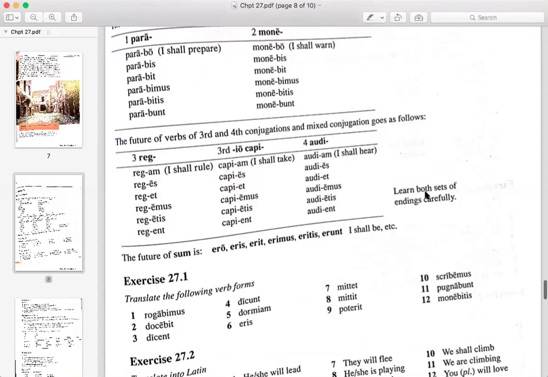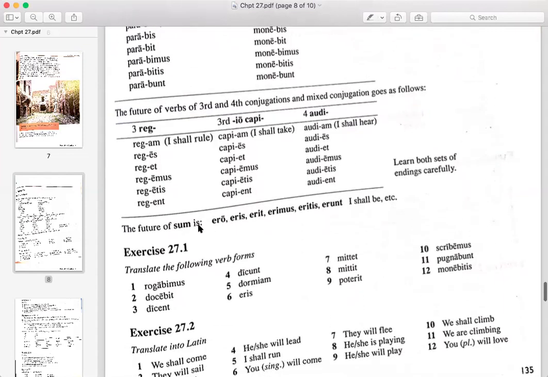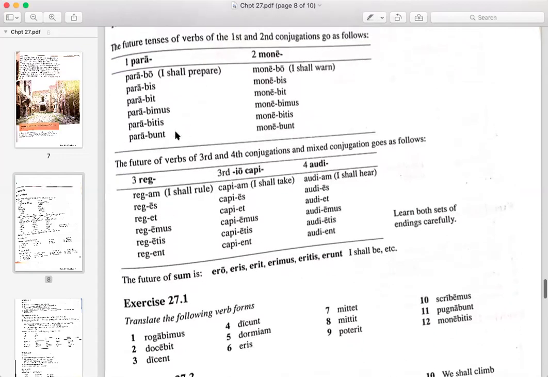Okay, I like this. Learn both sets of endings carefully. Okay, cool. The future of sum is, of course, going to be highly irregular. So you've got ero, eris, erit, erimus, eritis, and erunt. So it looks very much ending-wise like your first and second conjugations, right? But your stem is changed to the ER, which you've seen before in the perfect. And you're going to translate that as, you know, I will be, you will be, he, she, or it will be, we will be, y'all will be, and they will be.